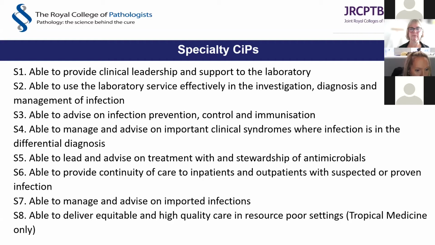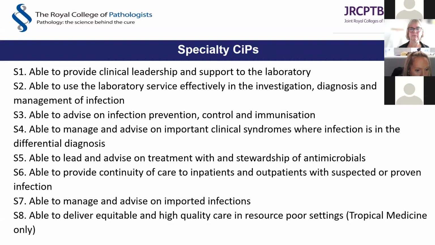Finally, infection SIPs 6 and 7. SIP 6 is being able to provide continuity of care to inpatients and outpatients with suspected or proven infection. That's really the end-to-end care that would apply in particular to infectious disease trainees, who should be able to manage a patient with suspected or known infection right from the front door through to discharge and then follow up in outpatients. SIP 7 refers to being able to manage and advise on imported infections, many of which we've seen a little bit less for understandable reasons over the last couple of years, but will remain an important part of the curriculum.